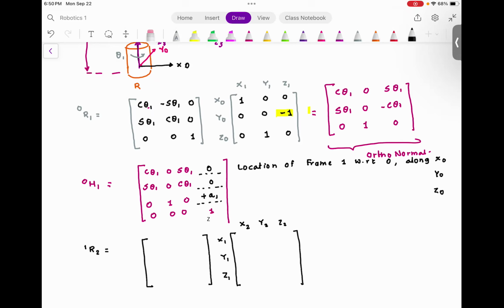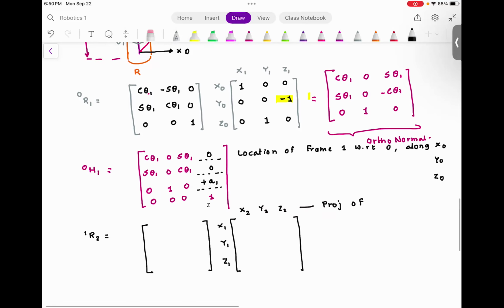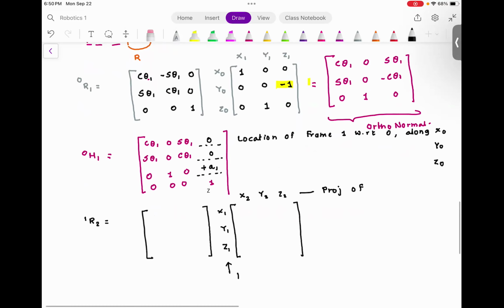And we have to find the projection of frame 2 on frame 1. I will write it down here. Projection of, and here, projection on.